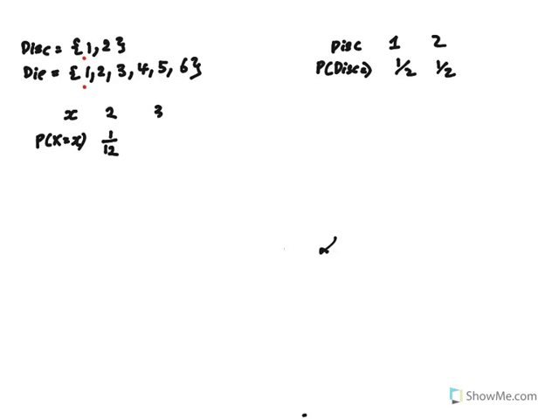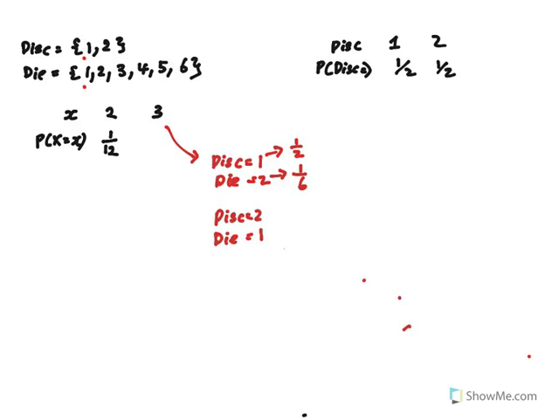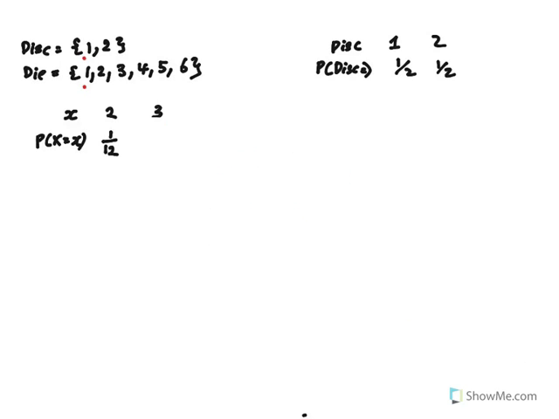Then I want to get a score of 3. It could be that the disk shows me 1 and the die shows me 2. This will just be half multiplied by 1 over 6. And then it could be that the disk shows me 2 and the die shows me 1, again half times 1 over 6. If I multiply them and add them together, I'm going to get 2 over 12. So all you do is simplify and add all the distributions together.